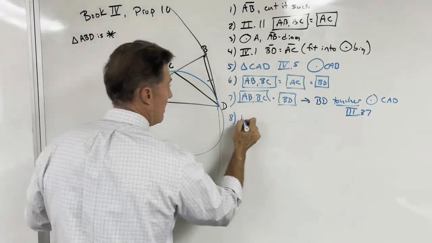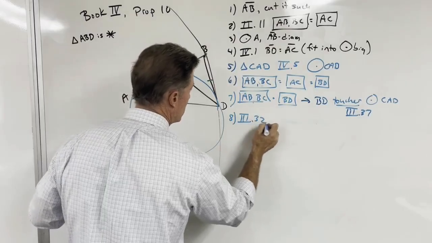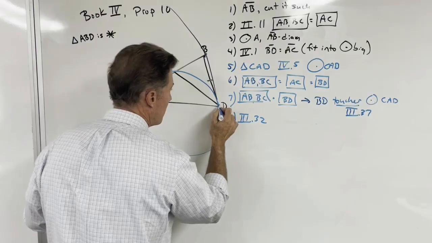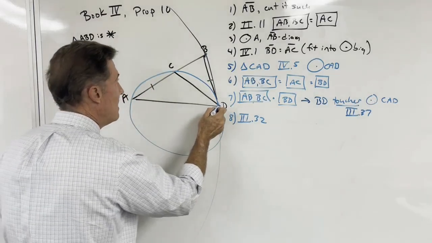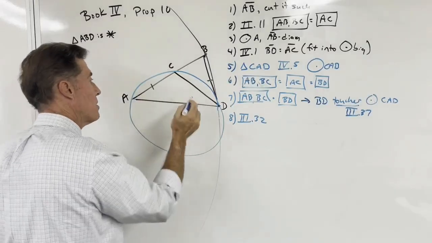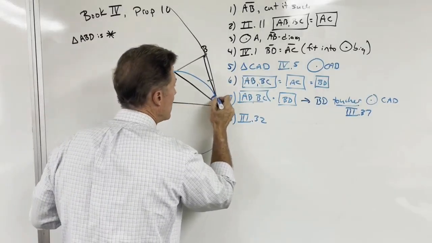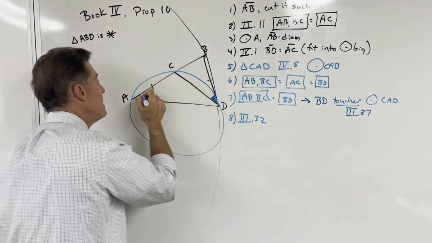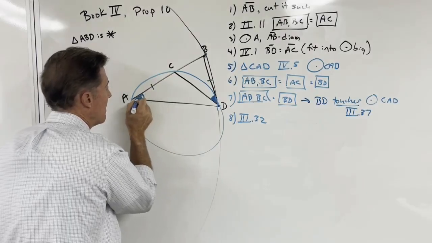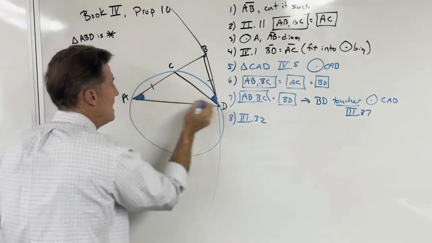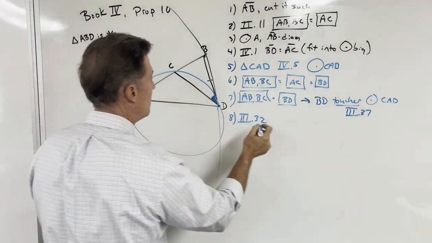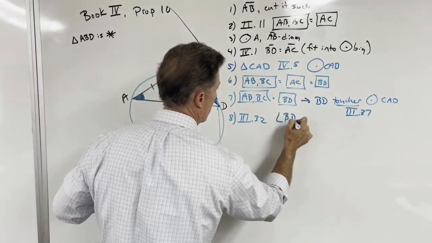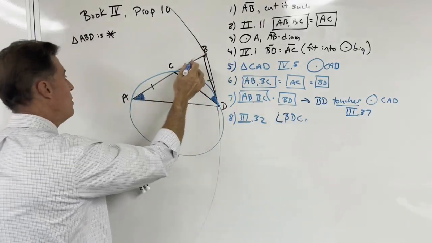Well, then if we take book 3, prop 32, if at the point of tangency we have a line that cuts the circle, prop 32 tells us that the angle of that line is equal to the angle contained in the alternate segment. So these two blue angles are equal to each other. So angle BDC is equal to the angle BAD.